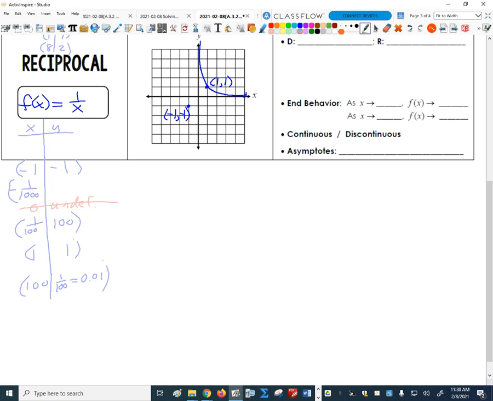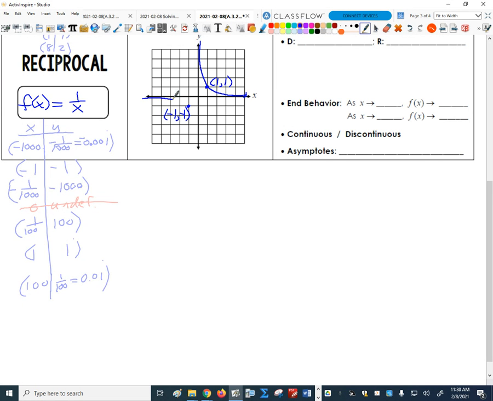Negative 1,000 over 1, which is negative 1,000. So in other words, if I input a really small negative number, the output is a really big negative number. What if I input a really big negative number like negative 1,000? Isn't the reciprocal of that going to be negative 1/1000th, which is the same as negative 0.001? Okay, so I'm getting similar behavior down here.